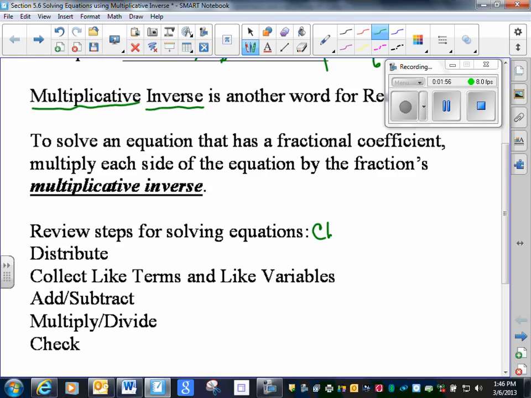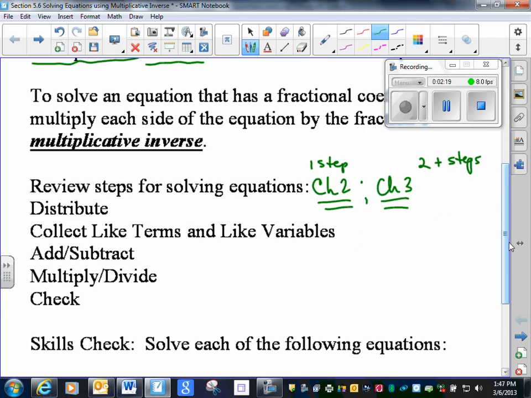We started solving equations in Chapter 2, and these were one-step equations. And then in Chapter 3, we solved the more complicated two-plus-step equations that involve distribution and collecting like terms, lots and lots of solving equations. These would be the chapters that you could review if you need to go back and remember how to do this. These were our steps for solving equations. Number 1, we looked for distribution. How did we know there was distribution? We looked for grouping symbols, and most often it was the parentheses that we looked for.